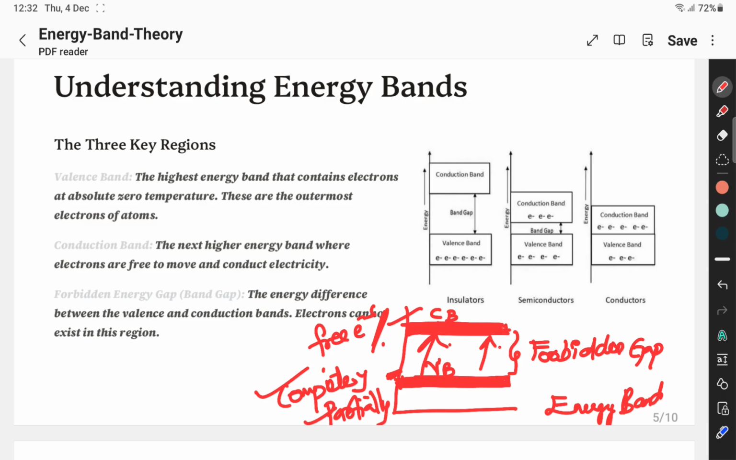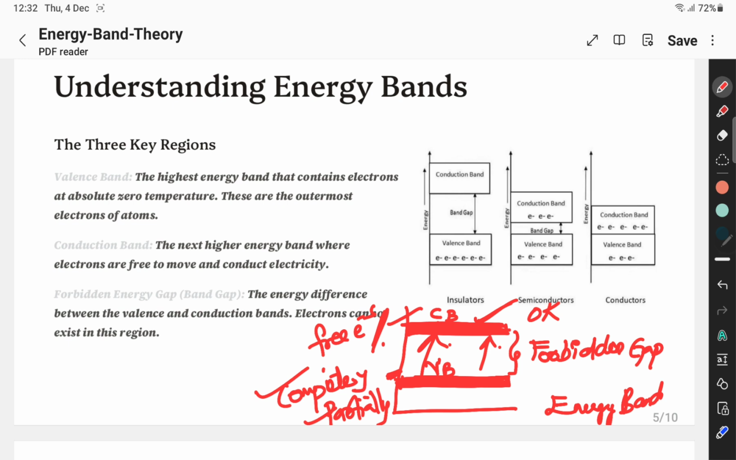When we take the example of silicon, the conduction band is empty at 0 Kelvin temperature. But when we apply some external force, like when we give energy or increase the temperature, electrons can jump from the valence band to the conduction band as they get enough energy. Okay, and then they start to conduct electricity.